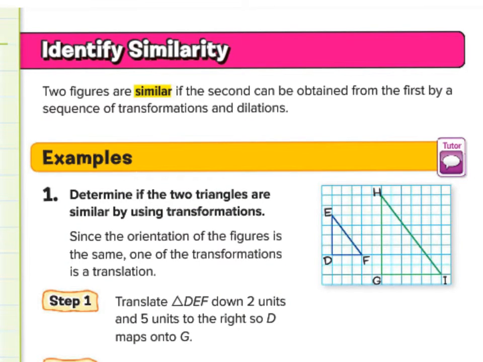Key point. Identify similarity. Two figures are similar if the second can be obtained from the first one by a sequence of transformations and dilations. It makes sense. So we might have to use a translation, rotations, and so on, or increase or decrease the size. Let's look at example 1.